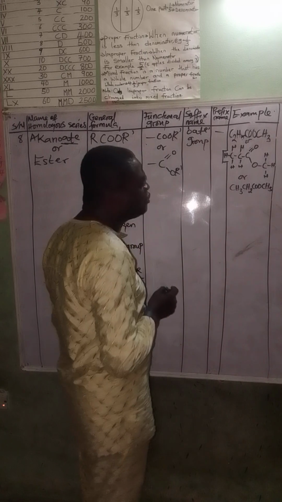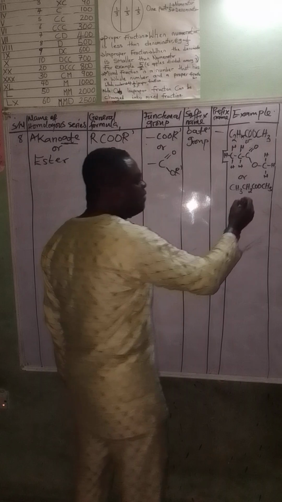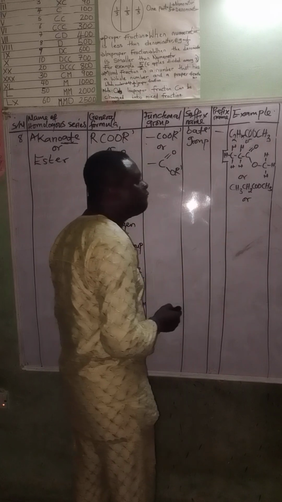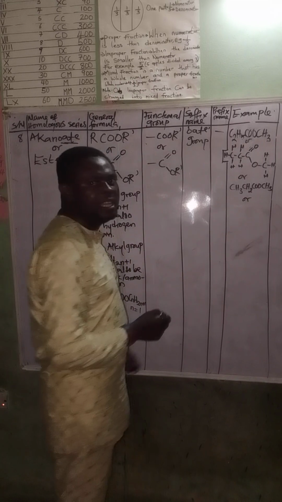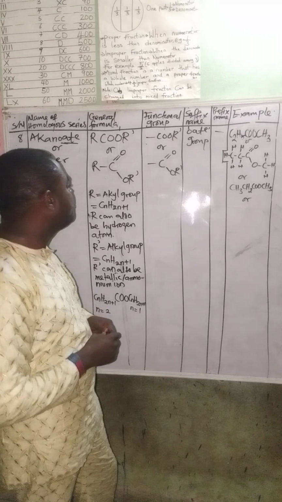Now, to name this compound, before that, you can see what we call the bond line notational formula. Bond line is a kind of formula that is usually in the form of zigzag.